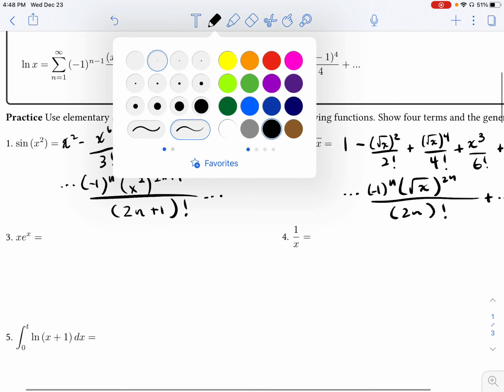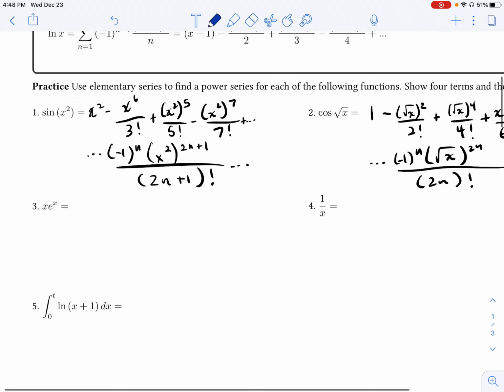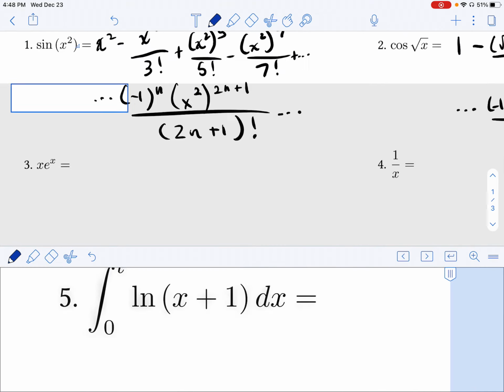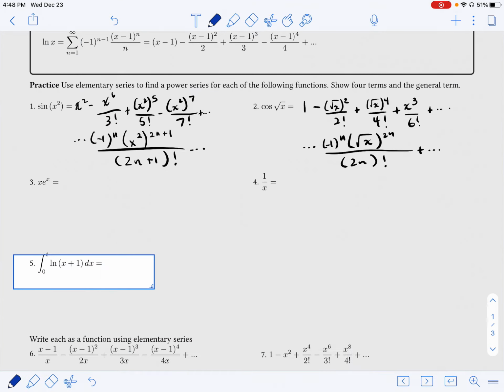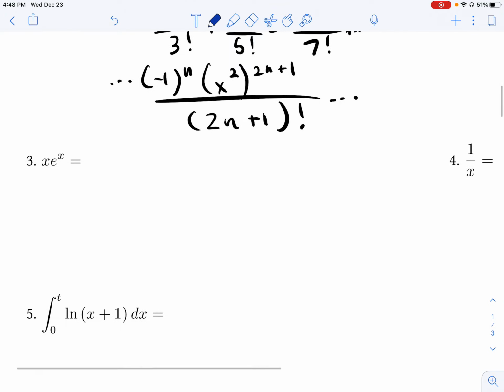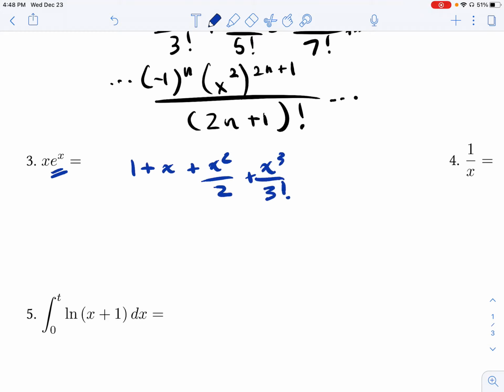Let's try some other ones, and I'm going to switch colors so we don't get them mixed up with the work above. Let's take a look at x times e to the x. All we're doing here is multiplying our series for e to the x. So let me write the series for e to the x first. We've got 1 plus x plus x squared over 2 plus x cubed over 3 factorial, and so on.